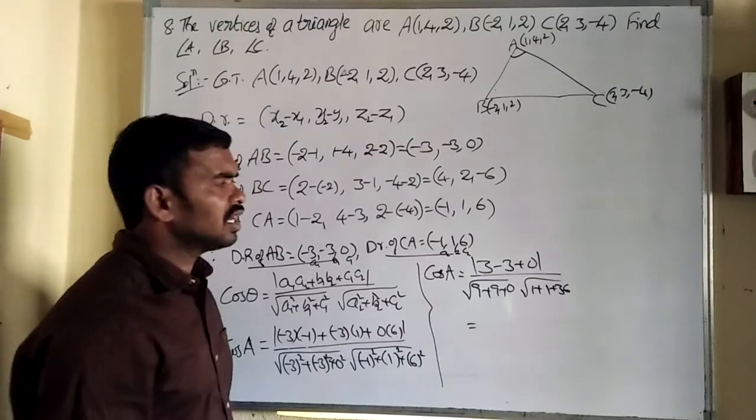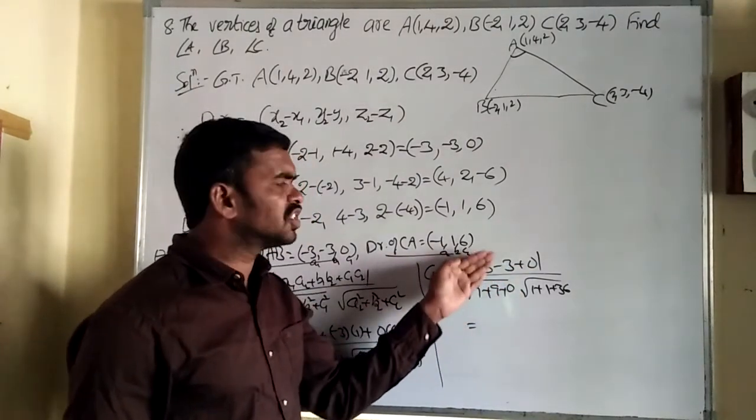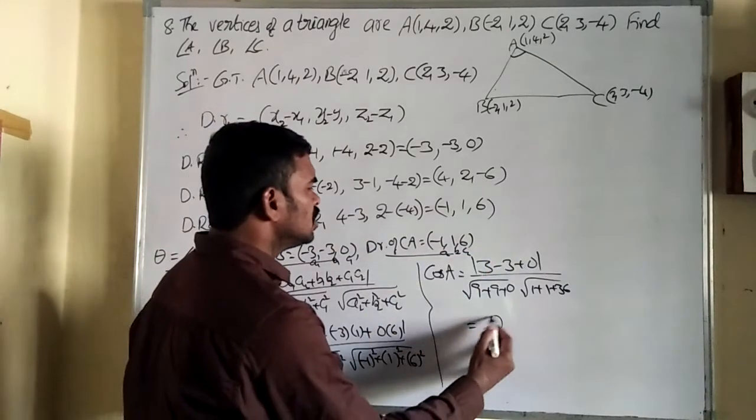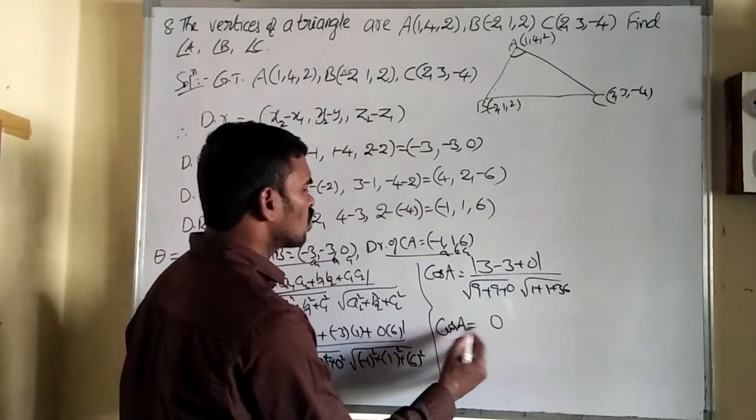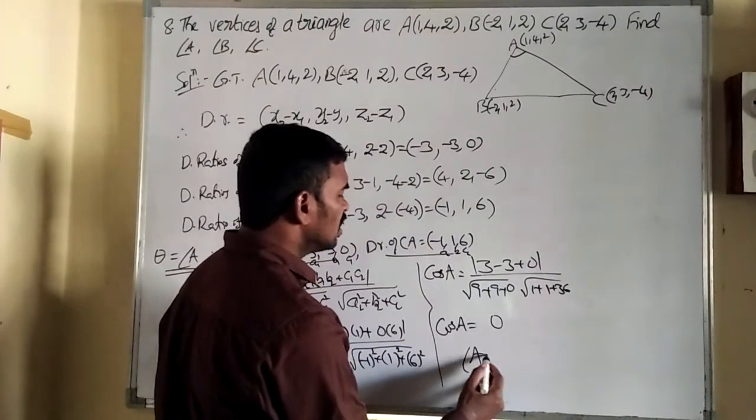See, in the numerator, 3 minus 3 is 0, 0 plus 0 is 0. So in the numerator we are getting 0. So 0 by something is 0. So we got cos A equal to 0. So when cos value is 0, the angle is 90 degrees.